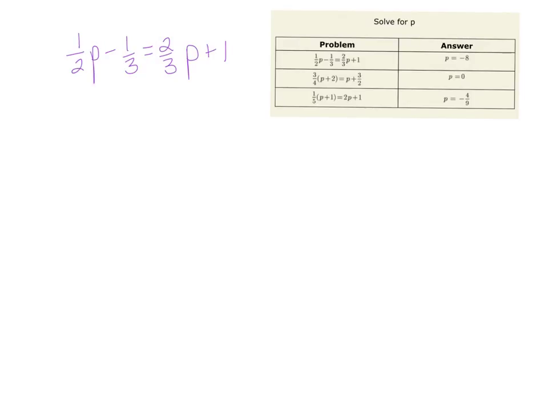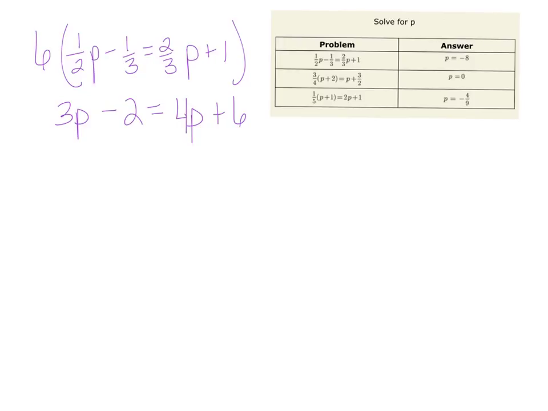When working through this problem, we notice we have denominators of 2 and 3, halves and thirds. With this, we want to multiply this entire equation by 6. So 6 times 1/2 would be 6 halves, or 3p. 6 times 1/3 would be 6 thirds, or 2. 6 times 2 thirds would be 12 thirds, or 4. And 6 times 1 is 6.